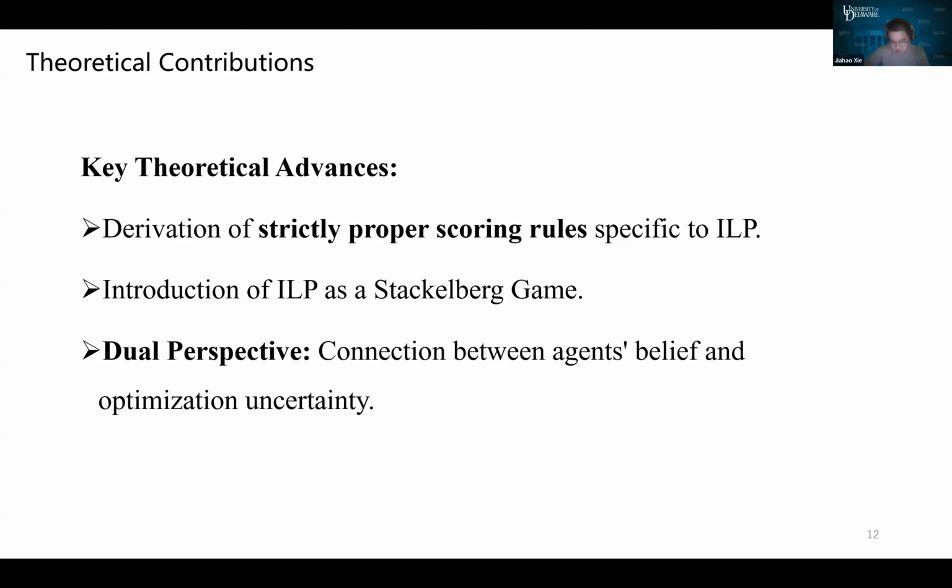Finally, they explore the dual perspective, the relationship between agents' beliefs and the inherent uncertainty in optimization. By understanding how beliefs and uncertainty are connected, we can better interpret the results of this approach and make inverse optimization more reliable.